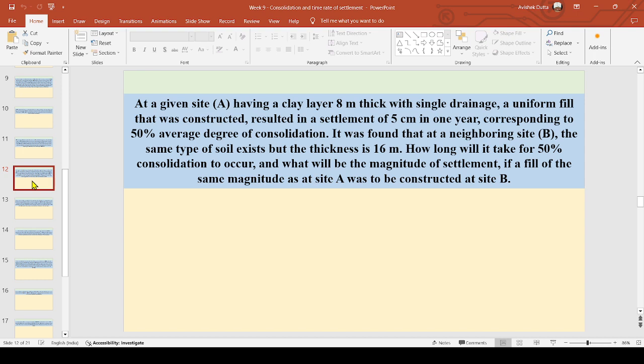So, what we need to find out, there is a clay layer at site A, 8 meter thick, single drainage. Now, it gave a settlement of 5 centimeter in 1 year, and that is corresponding to 50% degree of consolidation. Another site B, same type of soil with a thickness of 16 meter exists. So for this soil, how long will it take for 50% consolidation to occur, and what will be the magnitude of settlement if the fill of the same magnitude as at site A was to be considered at site B? That means we need to find out the settlement magnitude and the time for 50% consolidation.